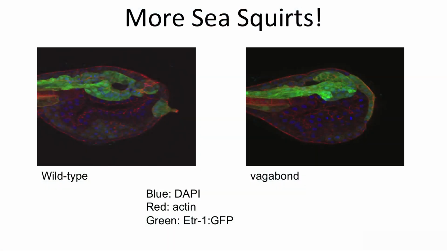Sea squirts. This is green fluorescent protein in the nervous system of the sea squirt. This is a normal wild type sea squirt, and this is its little brain cavity, and so you can see all the neurons are glowing. This is a little sensory organ.